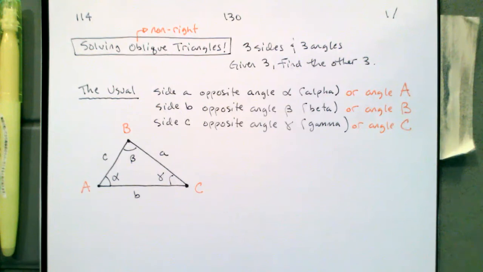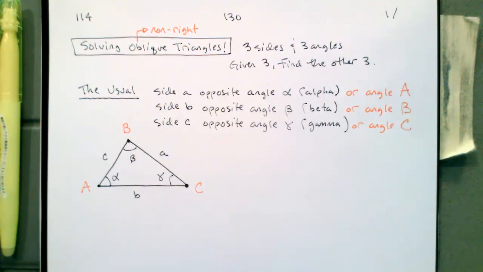To streamline the process, we're going to have what I call the usual triangle, where the things opposite match. Side A is going to be opposite angle alpha or angle capital A. Side B will be opposite angle beta, or we'll call angle beta angle capital B. And side C will be opposite gamma, or angle capital C. So we'll use capital letters for the angles and lowercase letters for the sides.